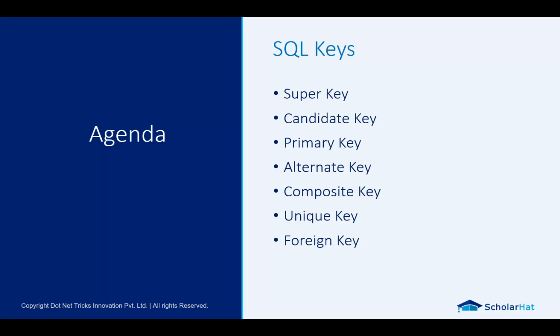In today's video, you are going to learn about the different types of SQL keys we have. Usually people have confusion among these different types of keys. So in this video, I'm going to tell you in detail what is super key, candidate key, primary key, alternate key, composite key, unique key and foreign key. You will have a detailed explanation about all these different types of keys, how you can create them at your database table level and how to identify them.